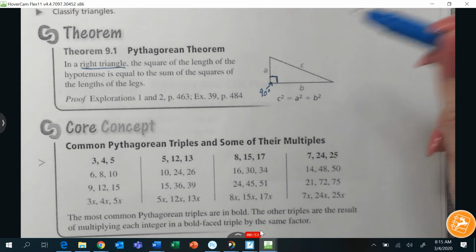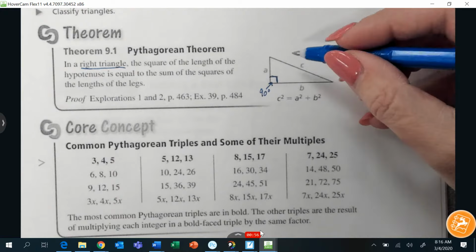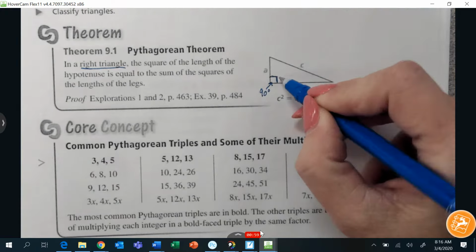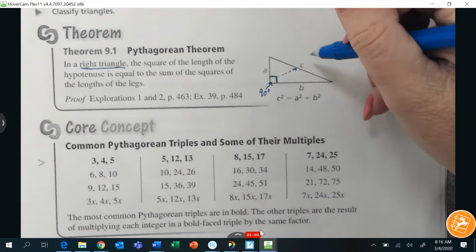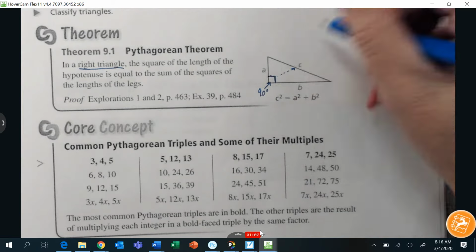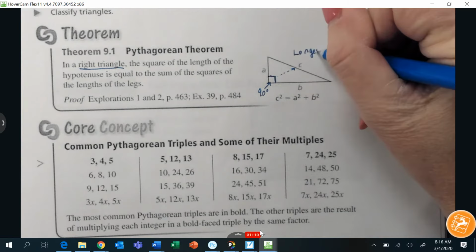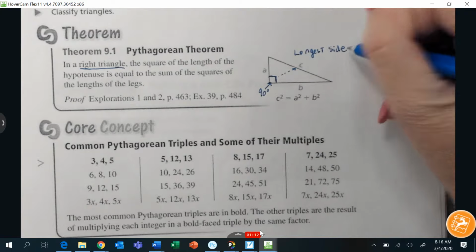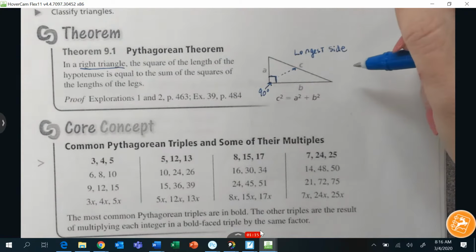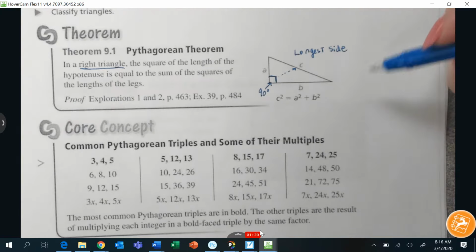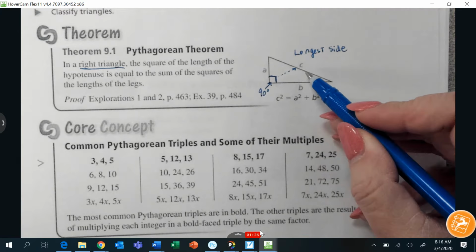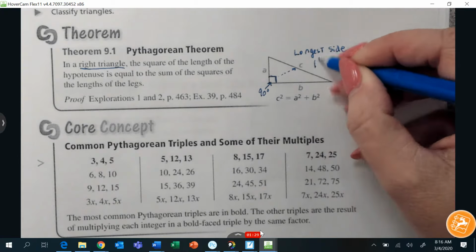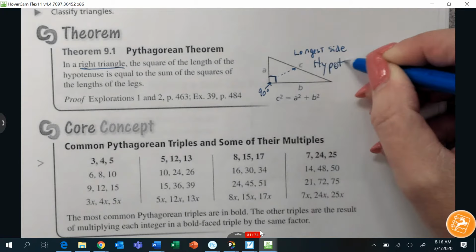All right. Then in this right triangle, across from or opposite the 90 degrees is always the longest side. You know why the longest side is across from the 90 degrees? What's the biggest angle in a right triangle? 90 degrees. So the longest side is always across from the largest angle. We call this longest side the hypotenuse.